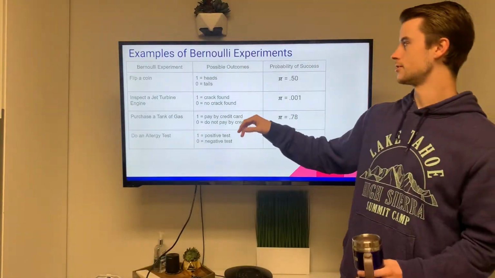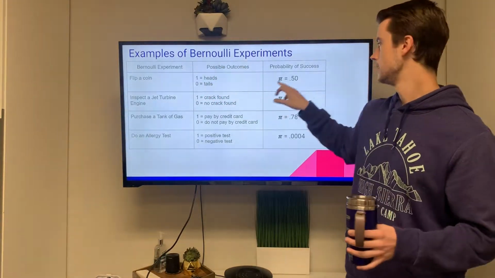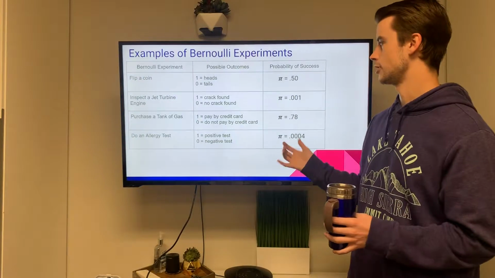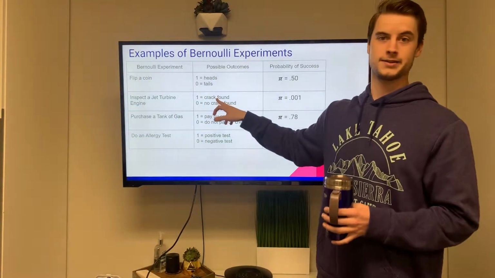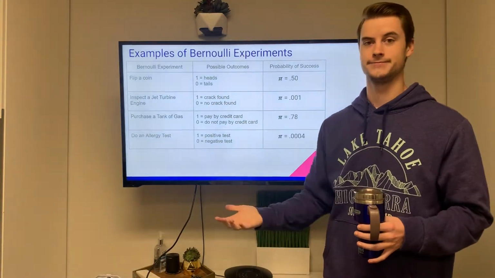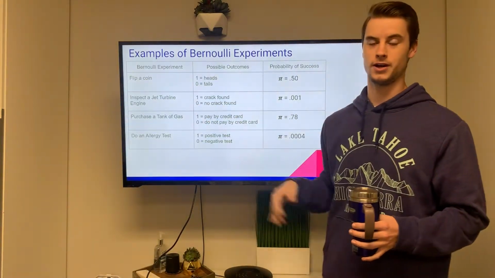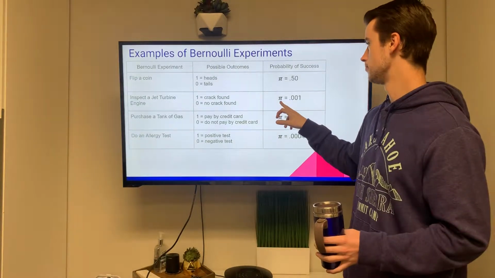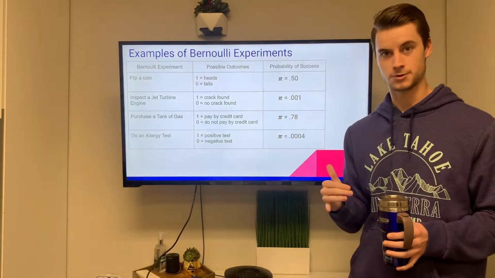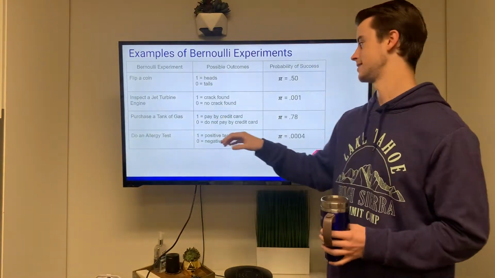And just some examples real quick. Flip a coin. Our success in this case would be heads, fail, tails. So our probability of success, pi, is 0.5. Inspect a jet turbine engine. Again, this is not a desirable outcome. If there's a crack found, that's a success. That's not a success in terms of jet turbine engines, but that's what we're studying, okay? Fail would be no crack found, which is hopefully what we want. So our probability of success is 0.001. That's kind of a defect rate. We want our defect rate to be as low as possible, okay? So in this case, this would be an undesirable success.